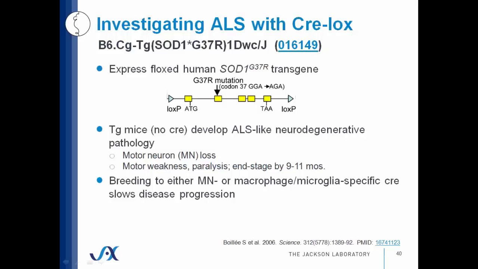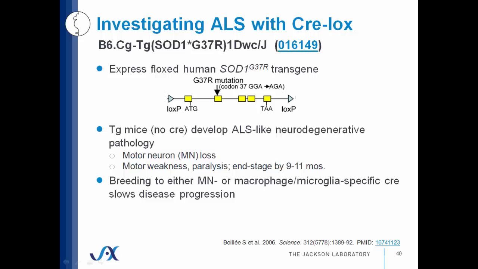Another example here is a strain that expresses a different mutant form of SOD1, the G37R, and they have a loxP-flanked allele of that. So those transgenic mice will then develop ALS, neurodegenerative pathology. They have loss of motor neurons, motor weakness, paralysis, and end stage by 9 to 11 months of age.